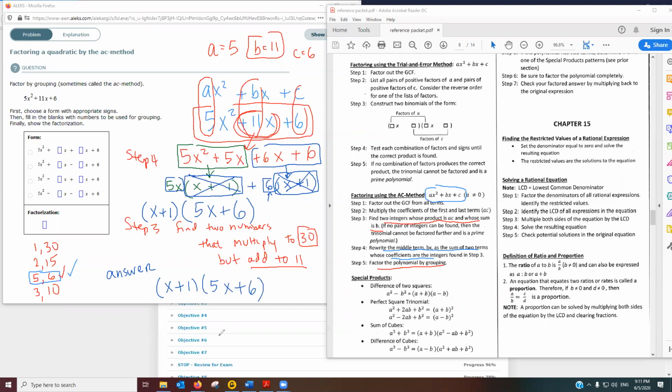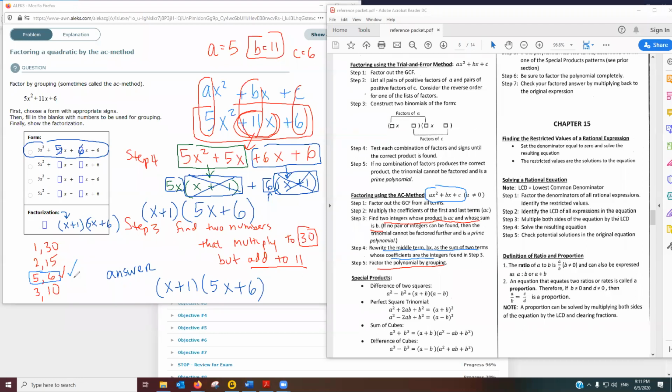Okay, so in ALEKS, what they wanted you to do is fill in these boxes and put a 5x here and a 6x there. And then down in this bottom area here, they wanted you to write the actual final answer of x plus 1, 5x plus 6.